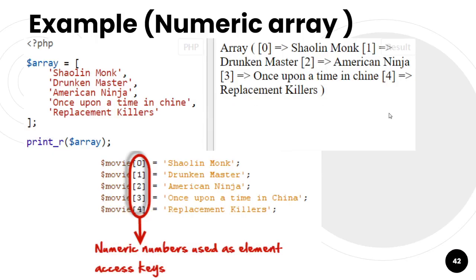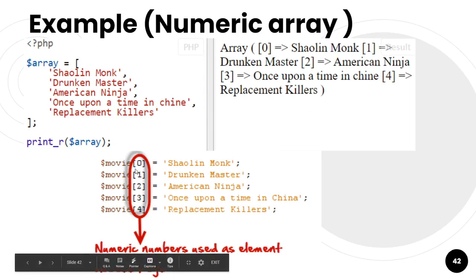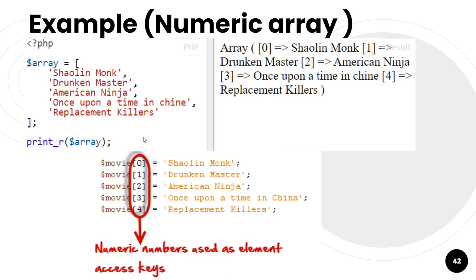Here is an example of a numeric array. You assign a number to a certain value, and then you can call that specific number. Or you can just print the whole array.